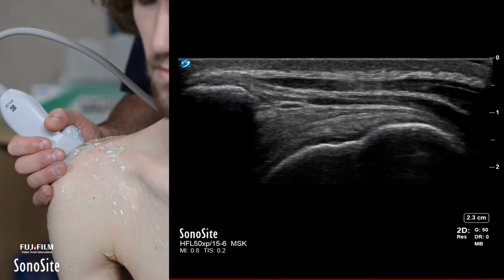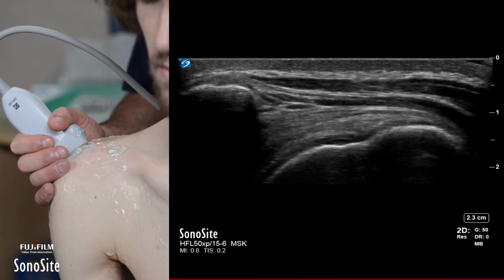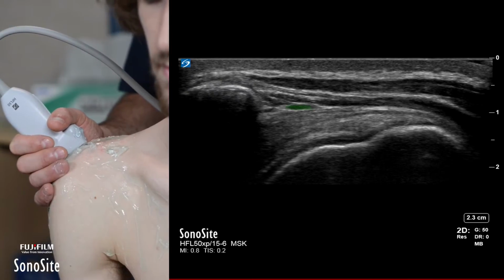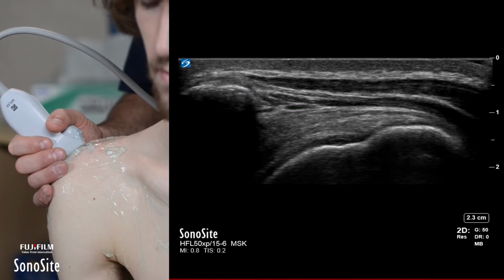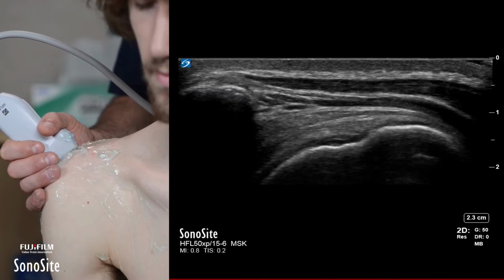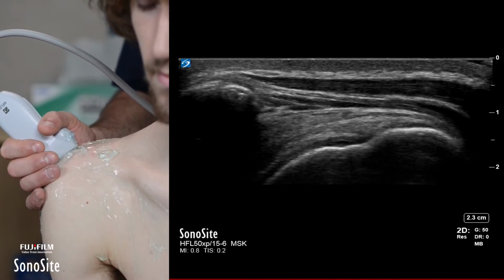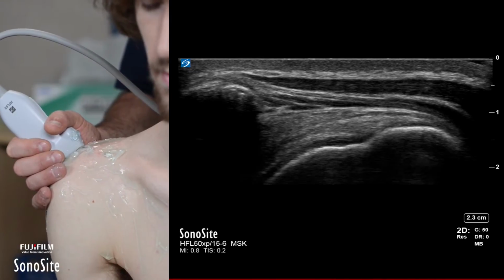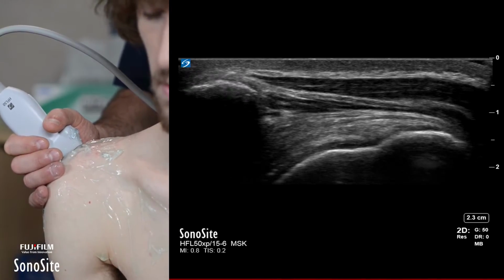One thing that's really nice in this view is that you can see there is a bursal fluid, and that's going to be between the supraspinatus tendon and the deltoid. This is one of the greatest strengths of ultrasound, is you can actually see this where you often have to infer it on a lot of other imaging modalities that don't have this level of resolution.